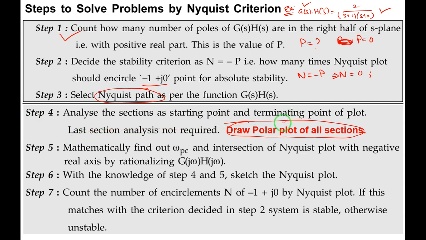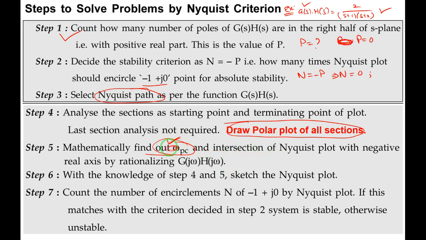After drawing the polar plot, the polar plot has to intersect the negative real axis. If it is intersecting the negative real axis, we know how to find omega pc mathematically. Whenever the polar plot crosses the negative real axis, that point we call q. At that point, the corresponding frequency is the phase crossover frequency omega pc. So first calculate omega pc by rationalizing, as we have already done in the polar plot, where we solved one numerical. The same thing we will see here also.